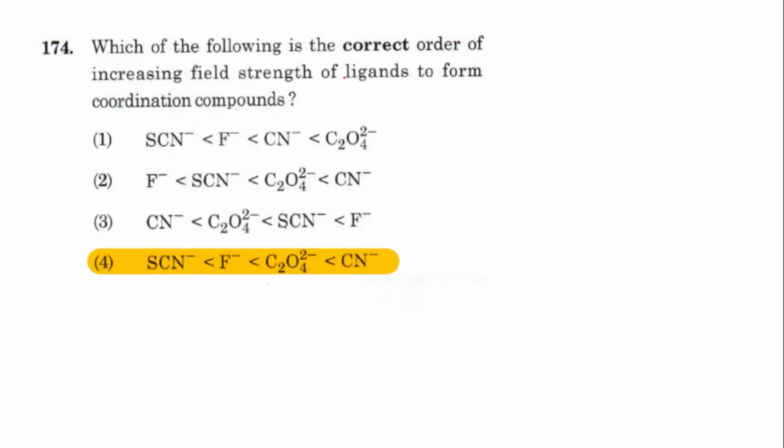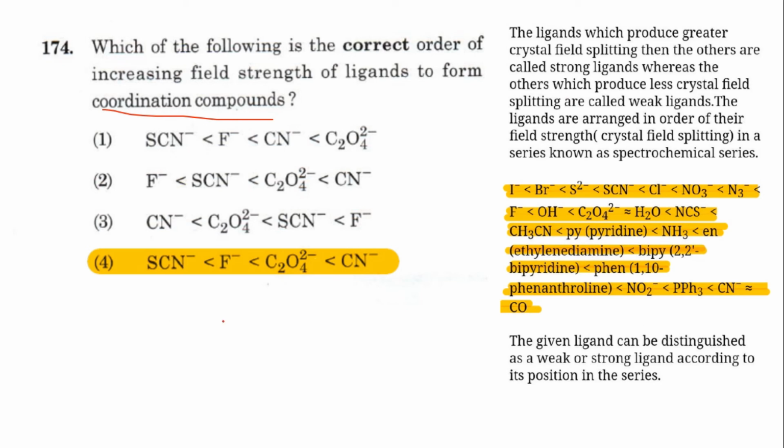Next, which of the following is the correct order of increasing field strength of ligands in the coordination compound? So coordination chemistry. Based on the spectrochemical series, option 4 is correct. Cyanide, oxalate, fluoride and thiocyanate. So this is the spectrochemical series order. So fourth option is correct.